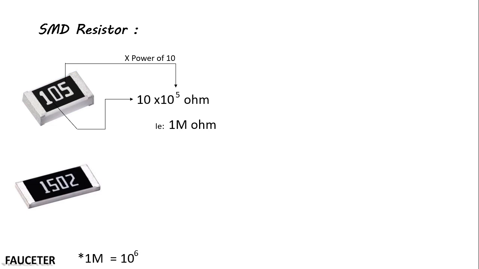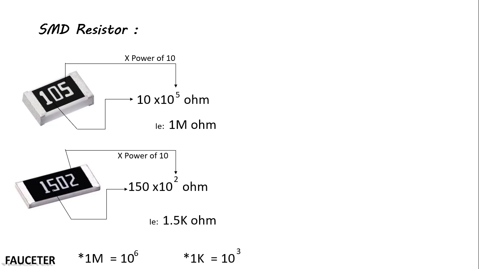Similarly, if 4 digits are printed on its surface, the first 3 digits represent the first 3 significant digits of resistance in ohm, and the fourth digit represents the power of 10 as a multiplier. Then the value of the resistor is 1500 ohm.